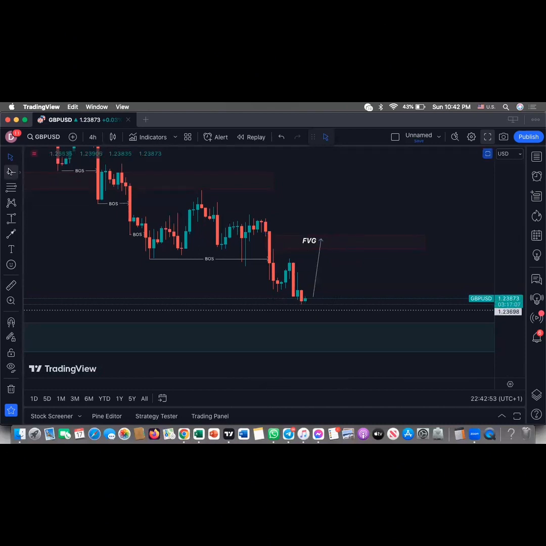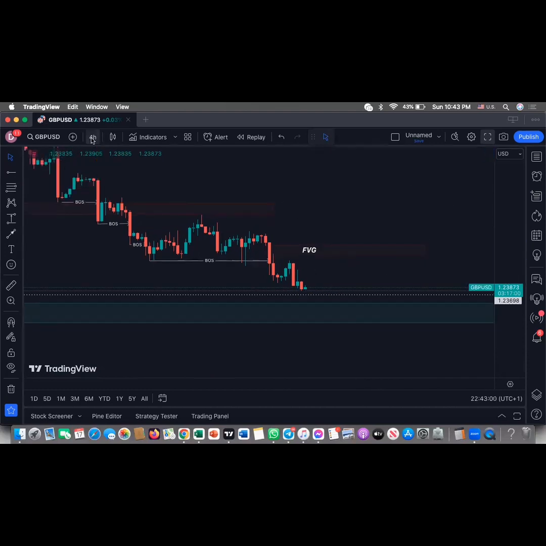So this is what I'll be looking forward to this week, how price will come back to fill this fair value gap, and of course we will look for selling opportunities because overall price is in a downtrend.